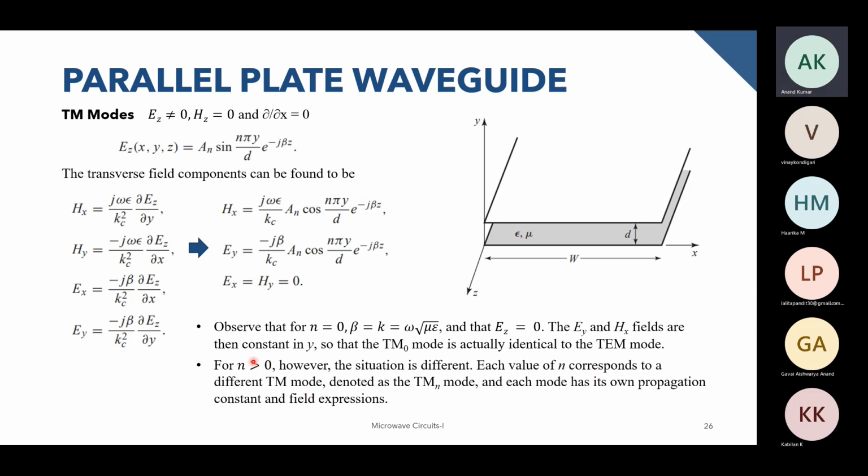And for any other n greater than 0, this will be different. In that case, we will have Ez non-zero, and we'll have Hx and Ey terms as well. For every value of n, we will refer to that particular mode as TM. For n equal to 1, this will be the TM1 mode, and for n equal to 2, this will be the TM2 mode.